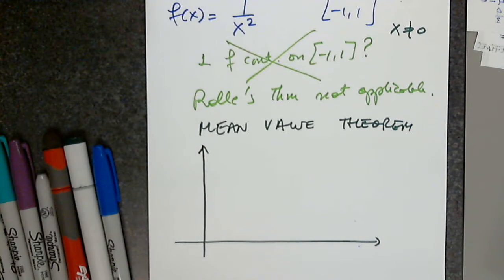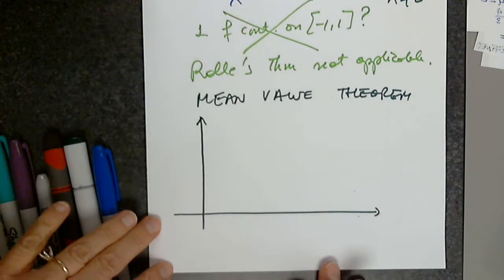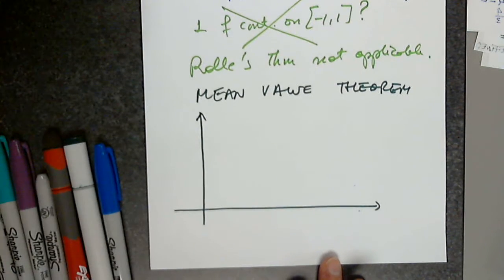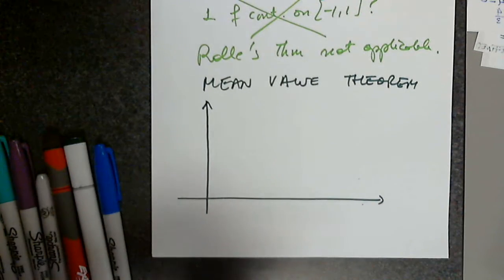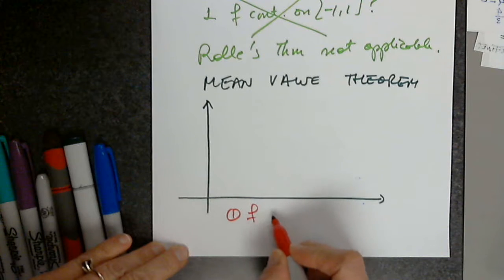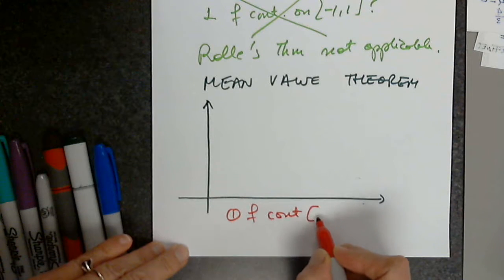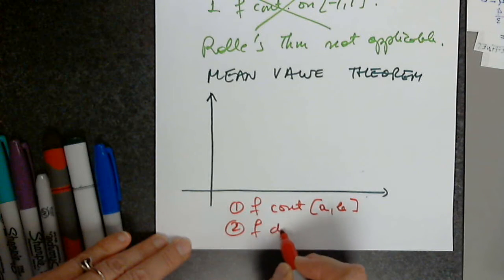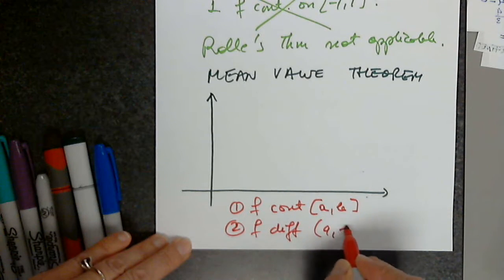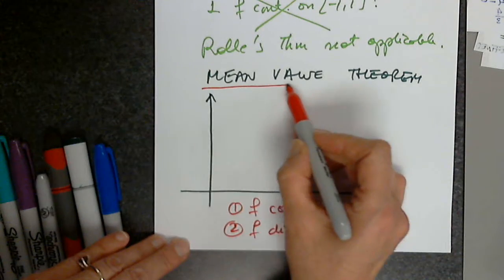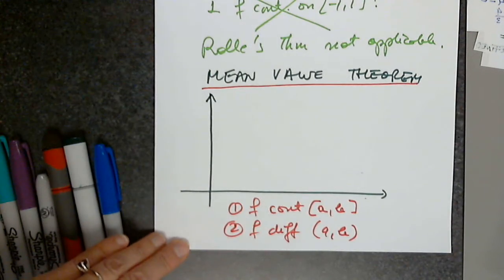The first 2 conditions have to be fulfilled. No other conditions. The first 2 conditions from Rolle's theorem will be fulfilled here, but the third one doesn't have to, so it's not part of the mean value theorem. Number 1, f continuous on a, b closed. 2, f differentiable on the interval a, b. These are the only conditions for the mean value theorem.